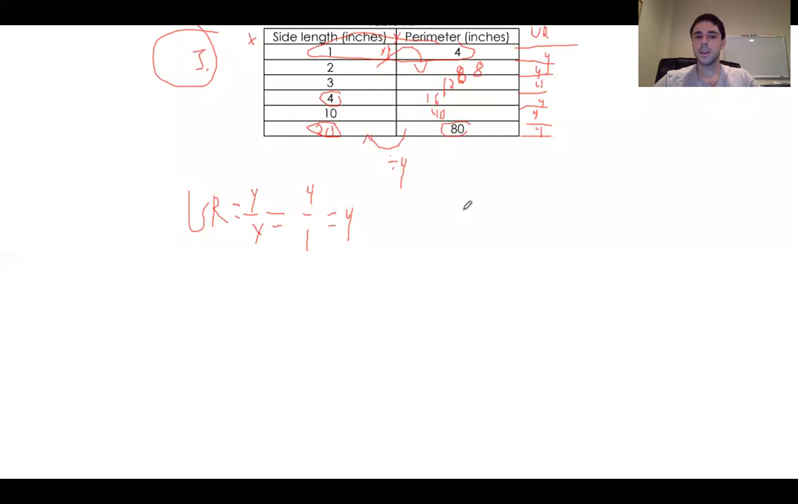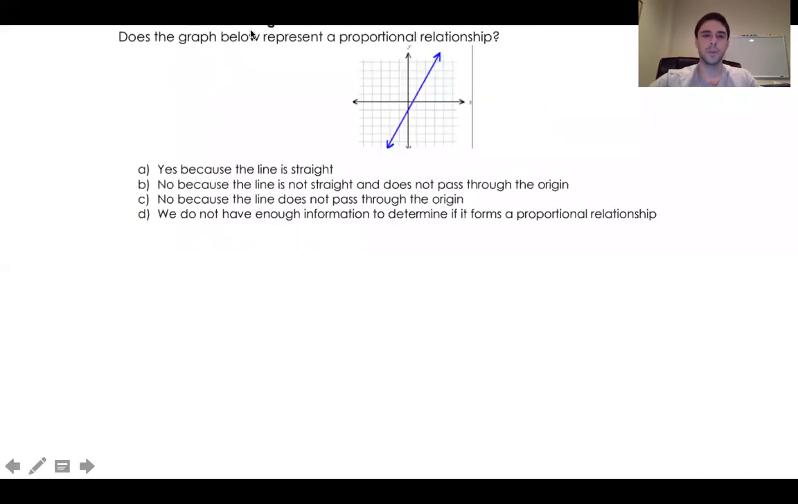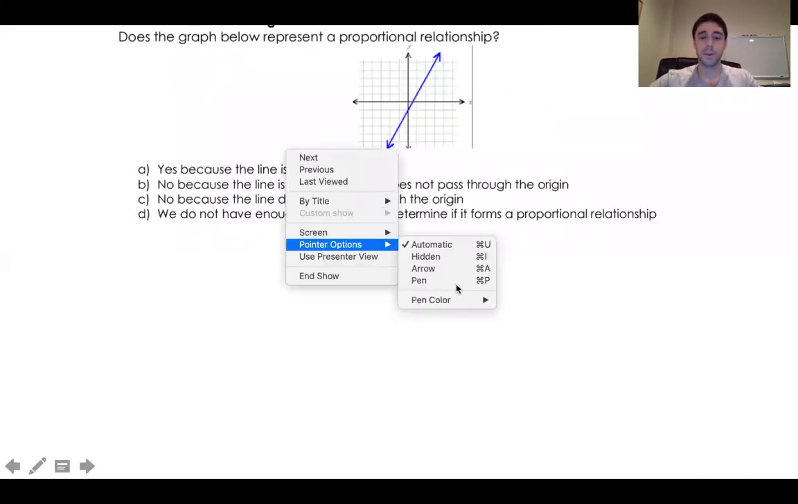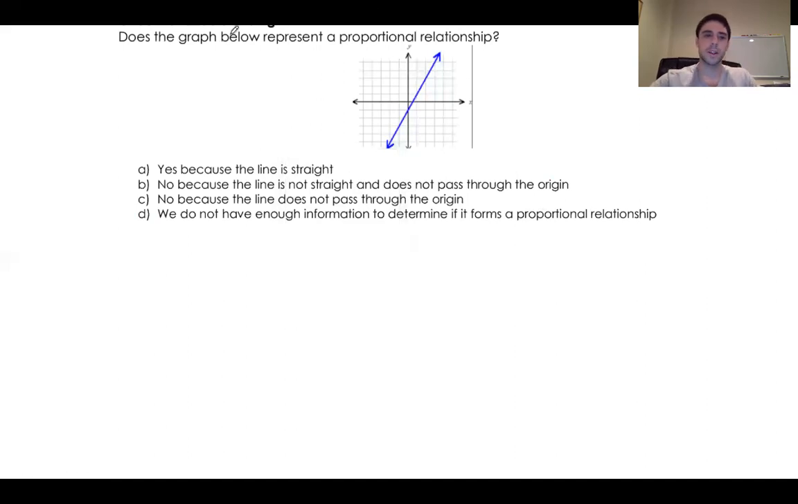Alrighty. Let's take a look at question number 4. For some reason my PowerPoint is formatted weird. I'm going to have to make sure I fix that. Does the graph below represent a proportional relationship? A, yes, because the line is straight. B, no, because the line is not straight and does not pass through the origin. C, no, because the line does not pass through the origin. Or D, we do not have enough information to determine if it forms a proportional relationship.